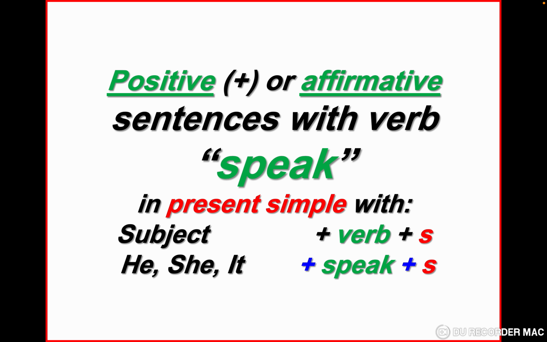Positive or affirmative sentences with the verb speak in present simple: subject plus verb plus s. So he speaks, she speaks, it speaks. In today's lesson we are not going to use it because it's just for animals. Animals and objects don't speak, so we are going to use mainly he and she in the examples. Let's continue. So this is the rule.